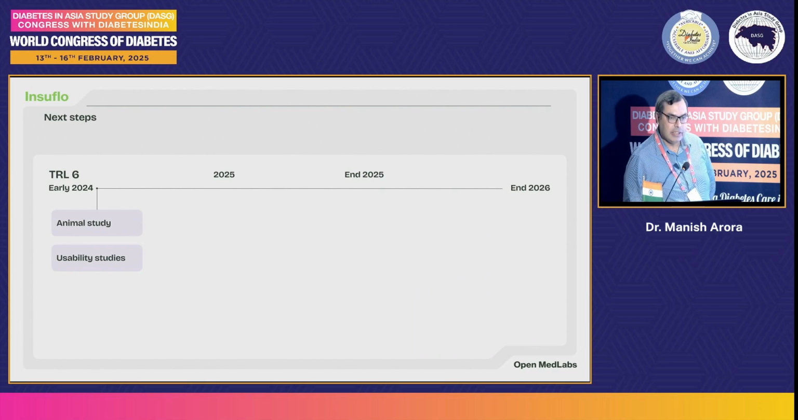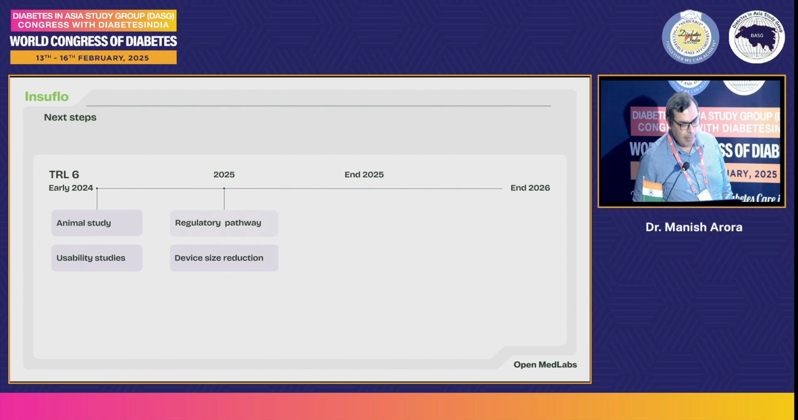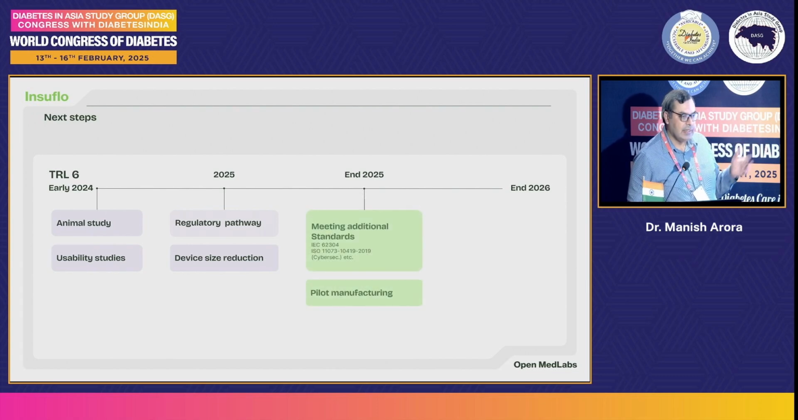We have done, as I showed you, animal studies and usability studies. Usability studies are human beings testing what the functionality of different parts is, how they look and feel, and whether they are able to do the accurate activities which are planned for them. We are on the regulatory pathway. We have got our initial test license from the CDSCO, and device size reduction and final design for manufacturing is going on. There are still some standards and other pilot manufacturing tests which will go on during this year, and hopefully we can start with some clinical evaluations very soon.